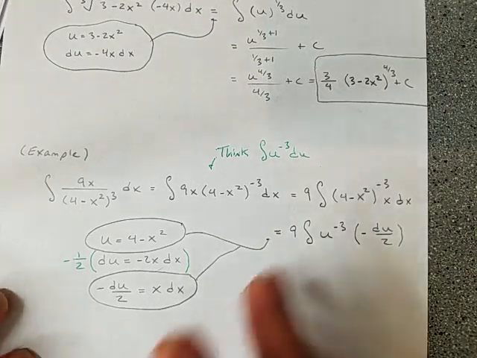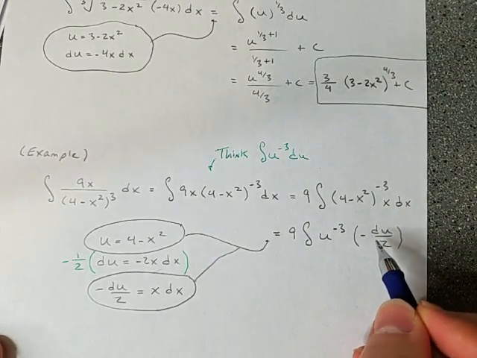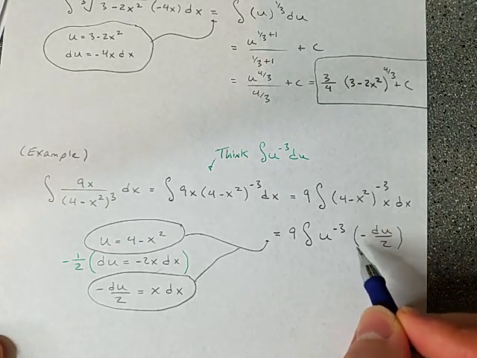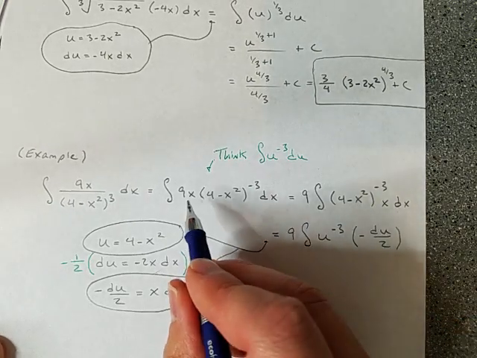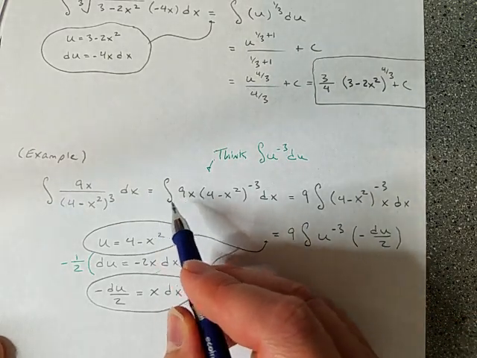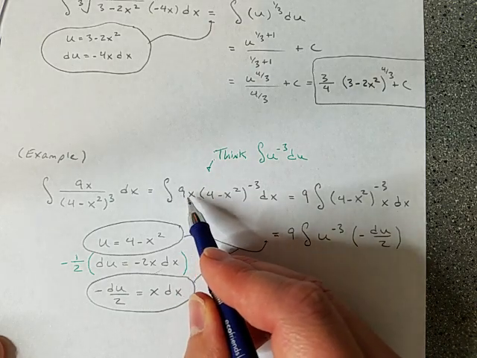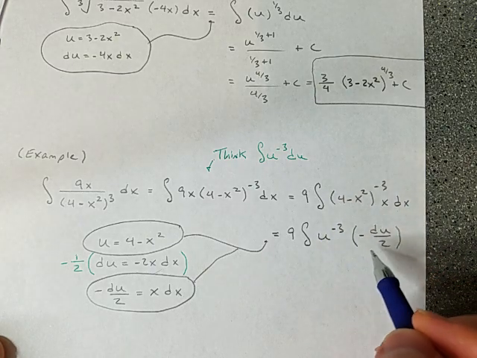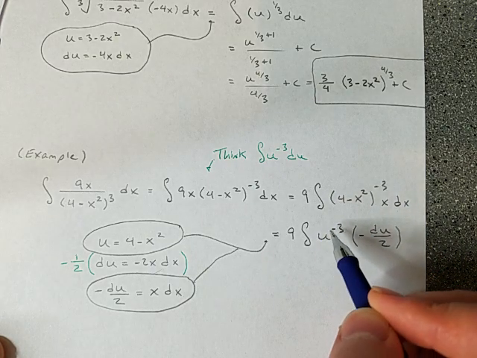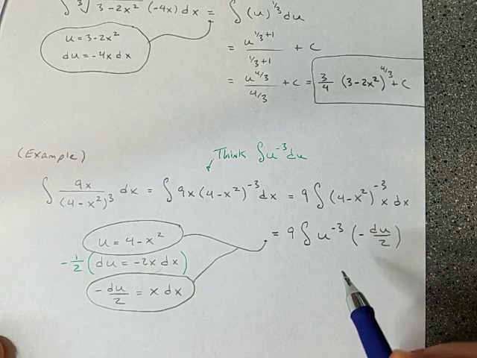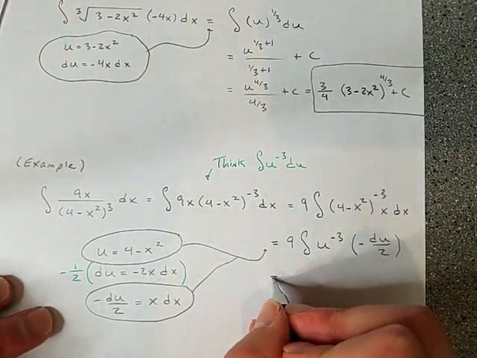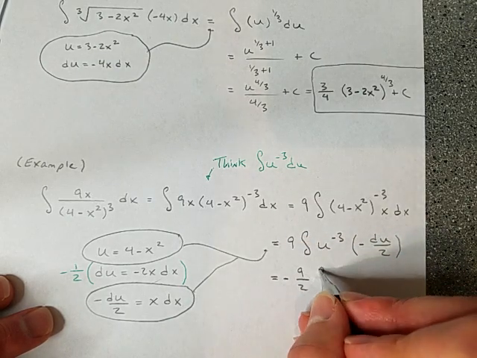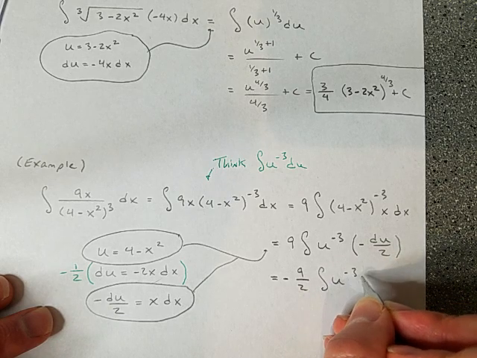Okay? Now from here, this negative du over 2, that is a number, that's a constant of negative 1/2. And in an integral, I can always remove constant factors. Like that 9 there, that's 9 times x. I can remove the 9. Now it's 9 times this indefinite integral. Same thing here with this negative 1/2. That's like u to the minus 3 power times negative 1/2 times du. I can remove that. If I do that, I'll have a 9 times negative 1/2. I'll have negative 9 over 2. So I get negative 9 over 2, u to the minus 3 power du.